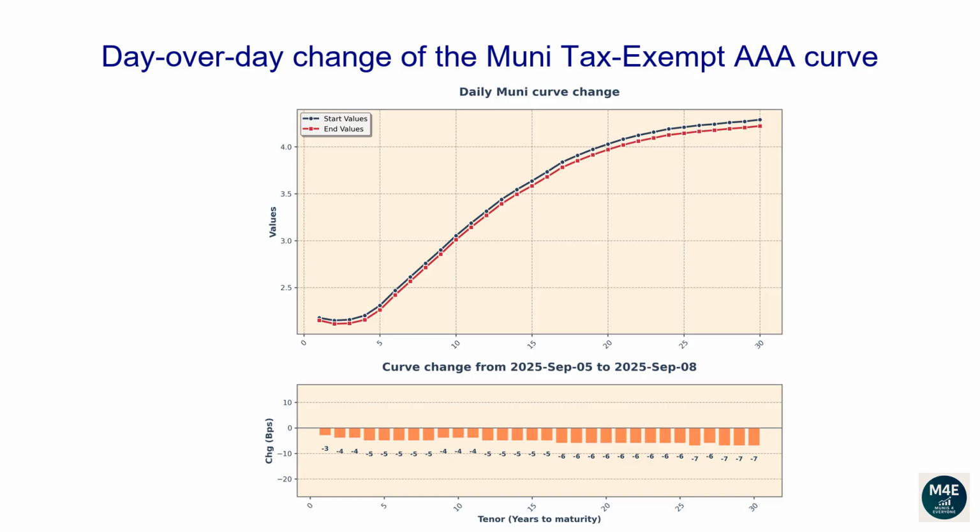The one-year tenor changed -3 basis points. The two-year tenor changed -4 basis points. The 5-year tenor changed -5 basis points. The 10-year tenor changed -4 basis points. The 20-year tenor changed -6 basis points. The 30-year tenor changed -7 basis points.